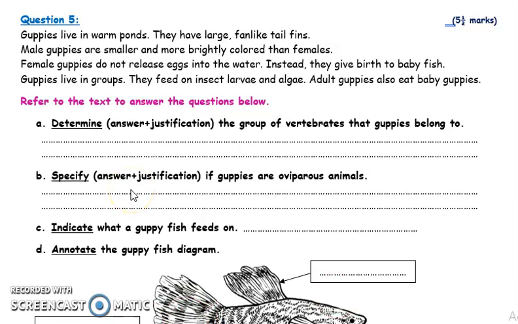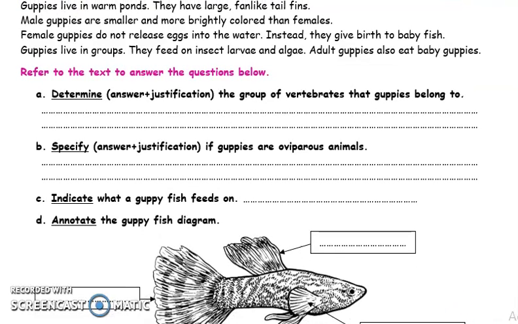Last question, question number 5. Guppies live in warm ponds. They have a large fan-like tail fin. Look at their tail fin, it's like a fan. Male guppies are smaller and more colored than females. Females, the girls, do not release eggs into the water. Instead, they give birth to baby fish.